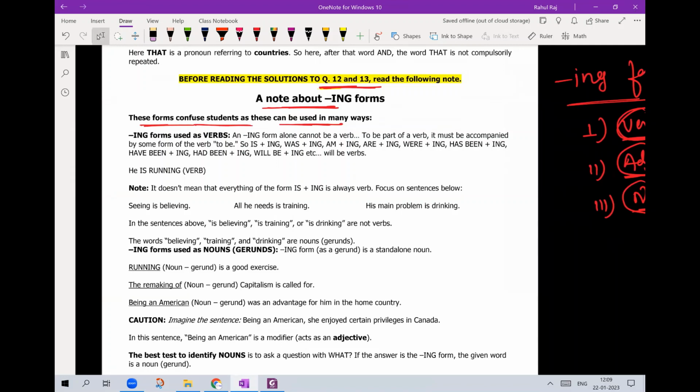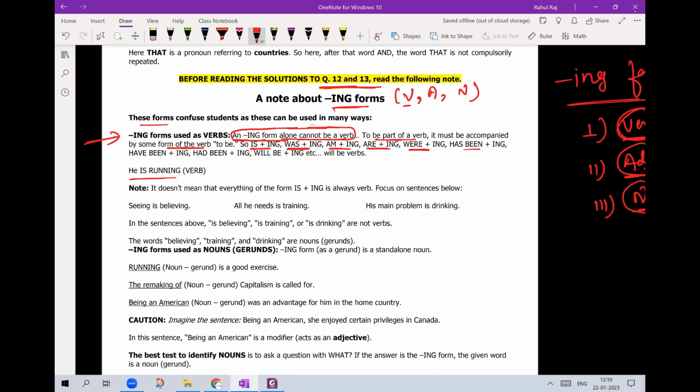Now let's read one by one. What I've told you, the ing form can be only three things: either a verb, an adjective, or a noun. What I've told you, the ing form alone can never be a verb. So our first type is the ing form used as a verb. This is one line which you have to read, which I will also tell you 100 times in the class, but you will still get confused. To be a part of a verb, an ing form must be accompanied by some sort of helping verb. That is, is ing, was ing, am ing, are ing, were ing, has been ing, have been ing.